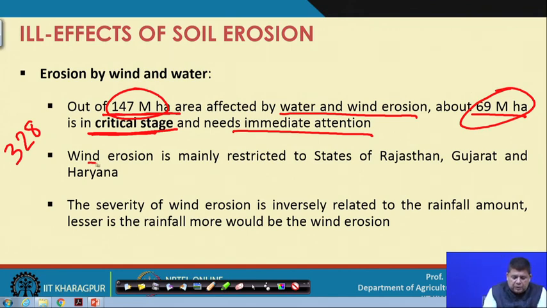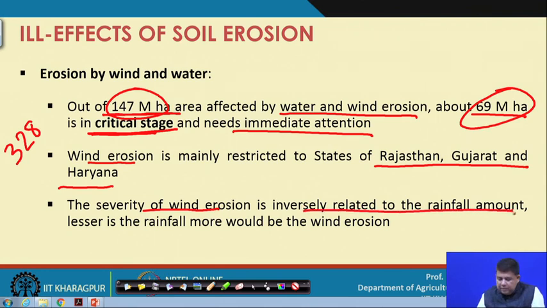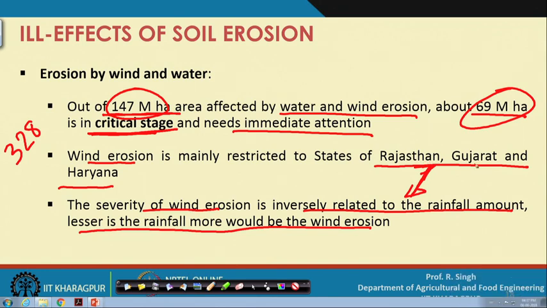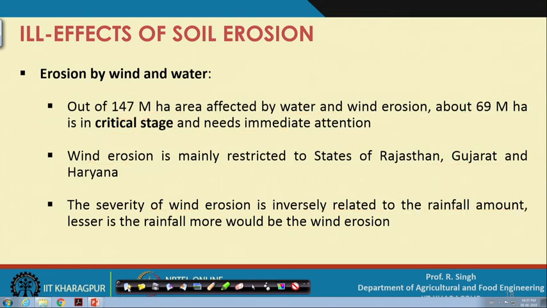And then wind erosion is mainly restricted to the states of Rajasthan, Gujarat and Haryana, and the severity of wind erosion is inversely related to the rainfall amount. The lesser the rainfall, the more the wind erosion, and you can link that from here also. If you see the states here, Rajasthan, Gujarat, Haryana, especially Rajasthan and Gujarat, the amount of rainfall is little, and as a result wind erosion is more prevalent in those states.